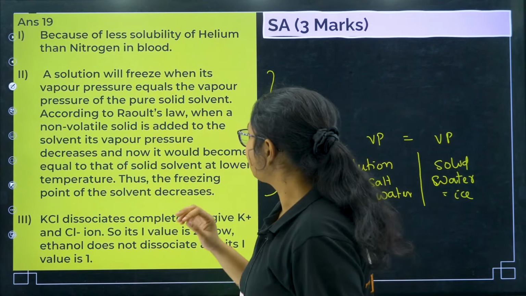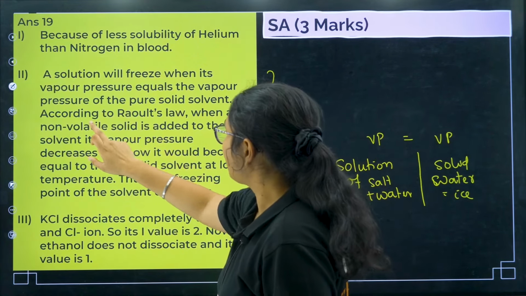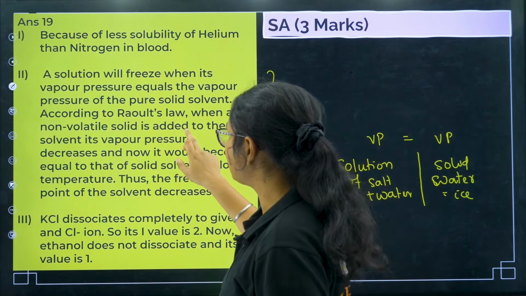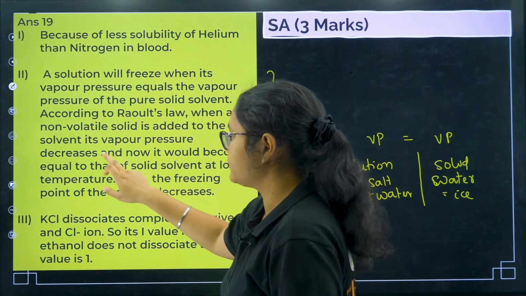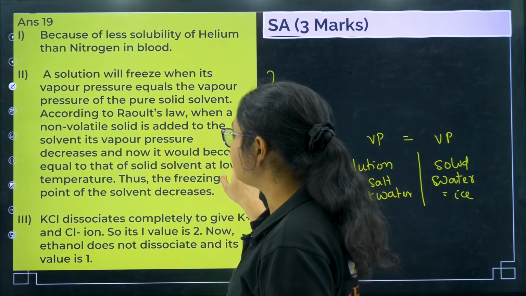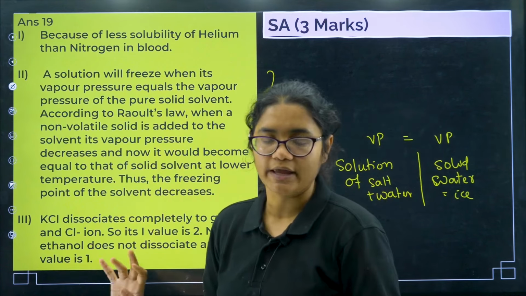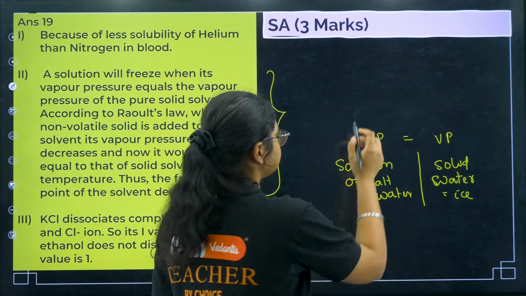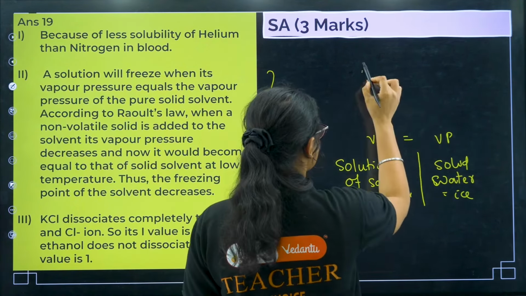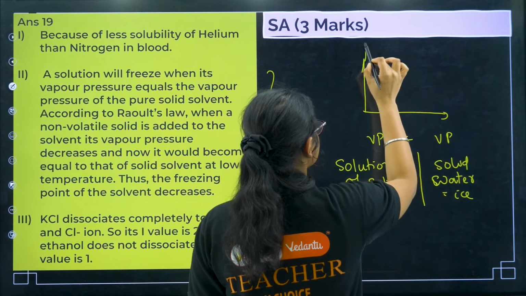Okay, now what happens? According to Raoult's law, when a non-volatile solute is added to the solvent, its vapor pressure decreases, and now it would become equal to that of the solid solvent at a lower temperature. Okay, now see, for example, we'll draw a graph like this.